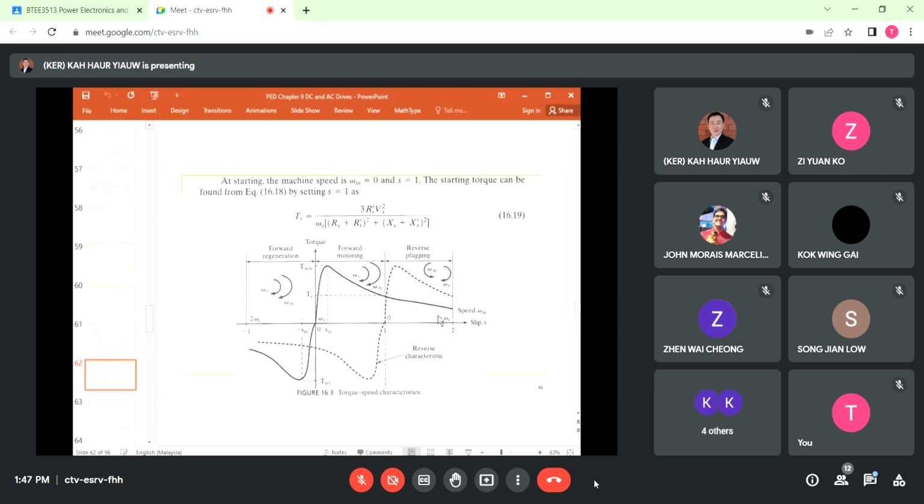At starting, the machine speed omega m is equal to 0, and slip S is equal to 1. The starting torque can be found from equation number 18 by setting S equal to 1. That should give you Ts equal to equation 19 here.